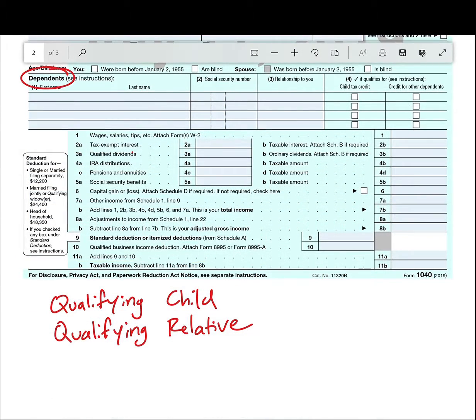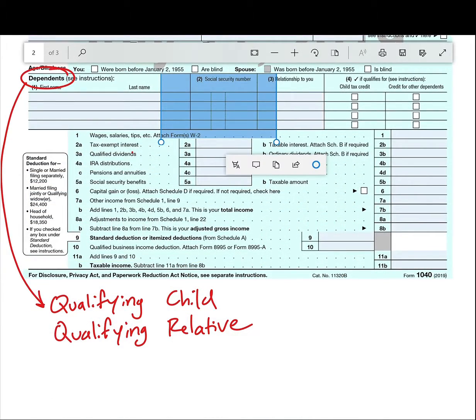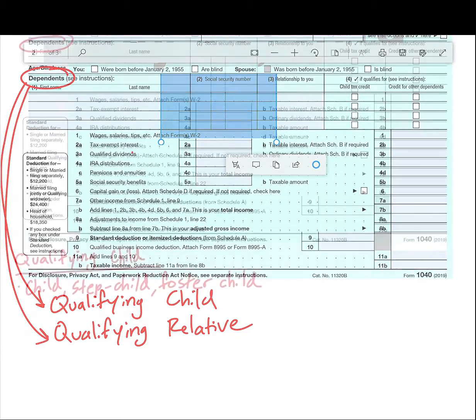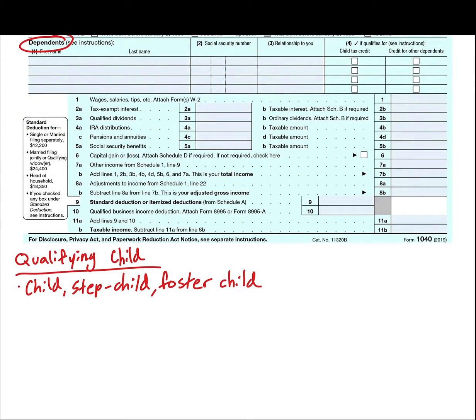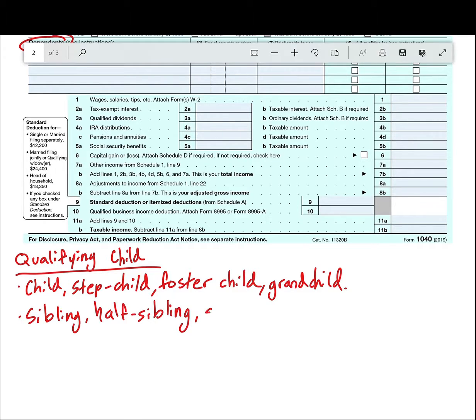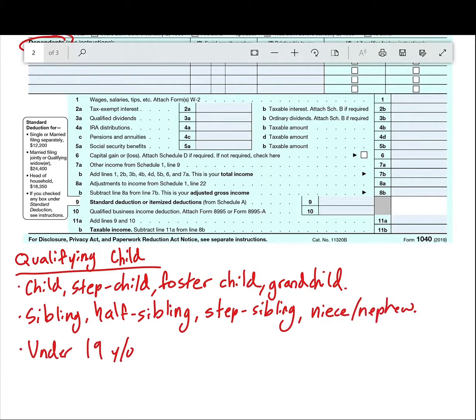Note that dependents can be either a qualifying child or a qualifying relative. Note that a qualifying child must be your child, stepchild, or a foster child placed by an authorized placement agency. They also can be a descendant of any of these, such as a grandchild. A qualifying child also could be your sibling, half-sibling, step-sibling, or a descendant of any of them, such as a niece or nephew. The qualifying child must be under 19 years old at the end of the tax year and must be younger than the taxpayer or the taxpayer's spouse.